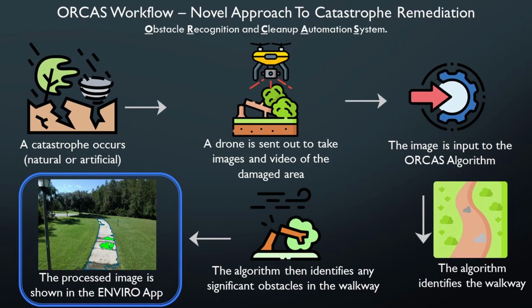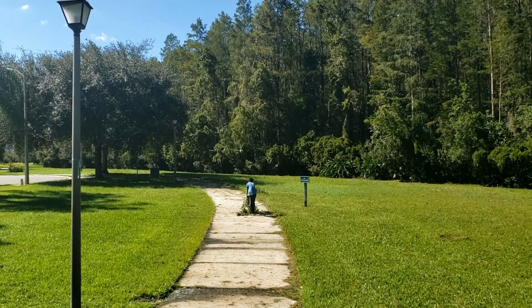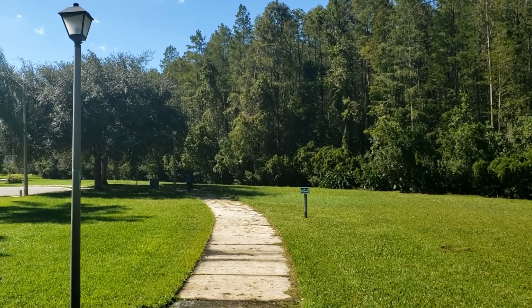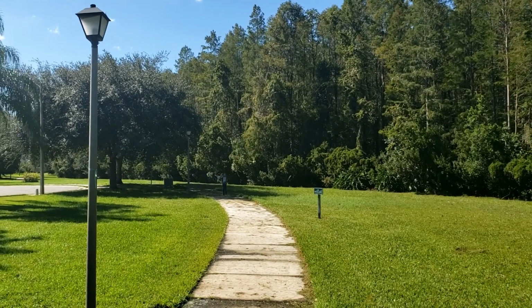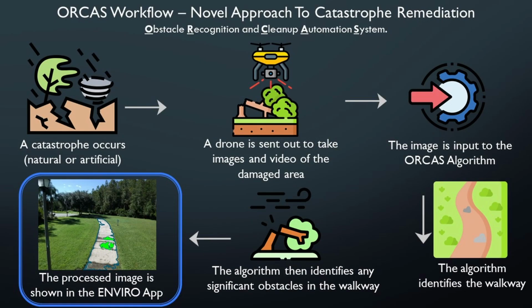So ORCAS, the other critical component of Enviro. It stands for Obstacle Recognition and Cleanup Automation System, and it's used when a natural disaster hits, and we need to be able to find obstacles. These obstacles could be anything from a small branch to an entire fallen tree to injured animals. This can be extremely helpful, especially if used right after a natural disaster. It can be used to assess the damage in different areas, and this can help determine the priority in which region remediation should be ordered.